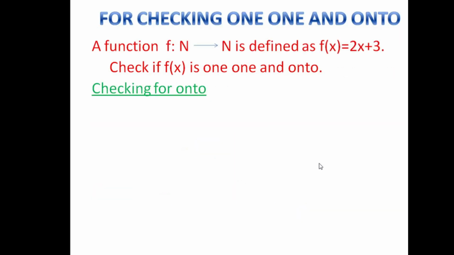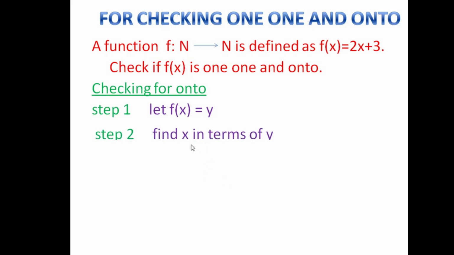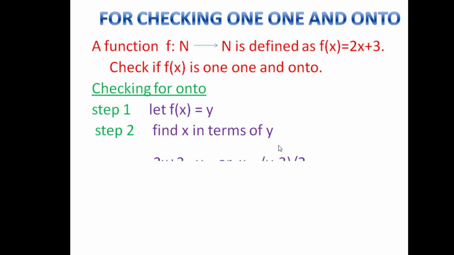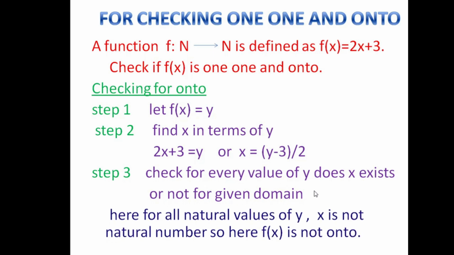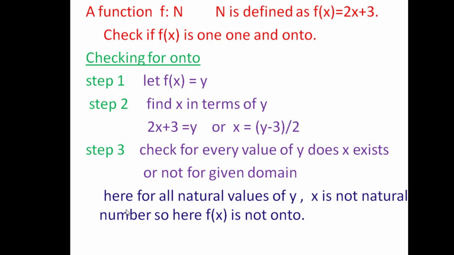The next one is how to check for onto. For checking onto, first you have to let f(x) equal y, then you have to find x in terms of y. So here you will get x equals (y minus 3) by 2. Now you will check for every value of y, does x exist or not for the given domain. If you take y as 1, you will get (1 minus 3) by 2, which is minus 1. Minus 1 is not a natural number. So for all natural values of y, x is not natural, so it is not onto. This way you can check whether the function is one-one or onto.